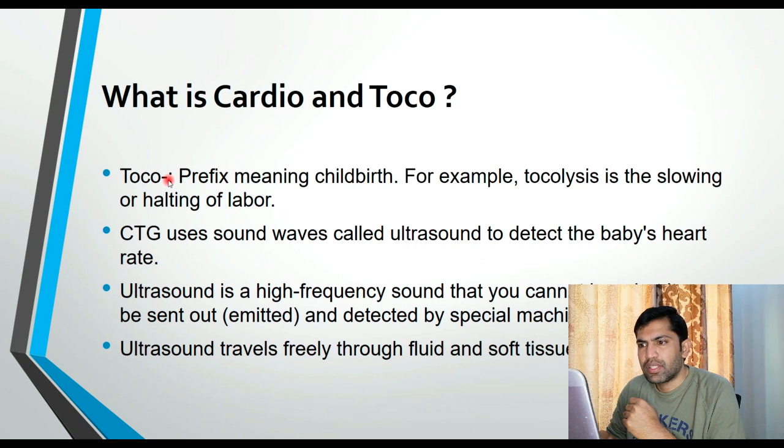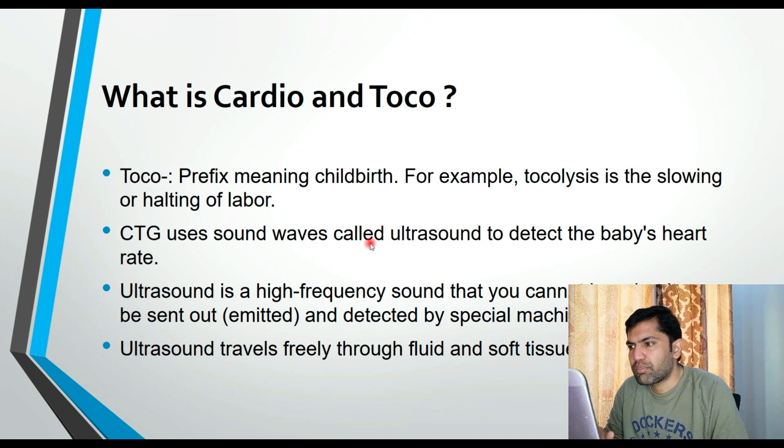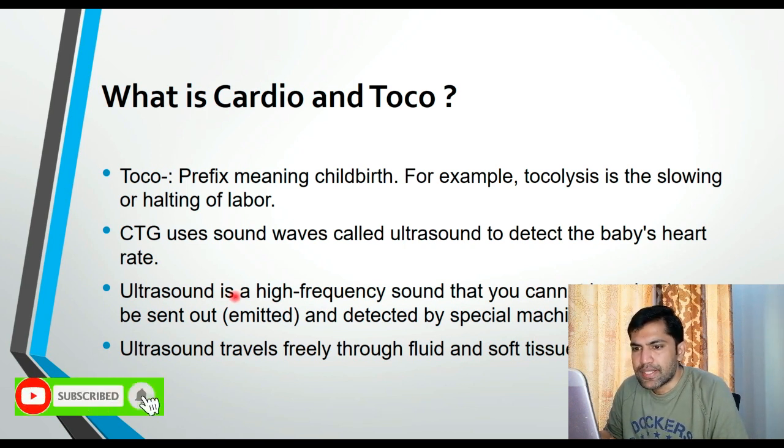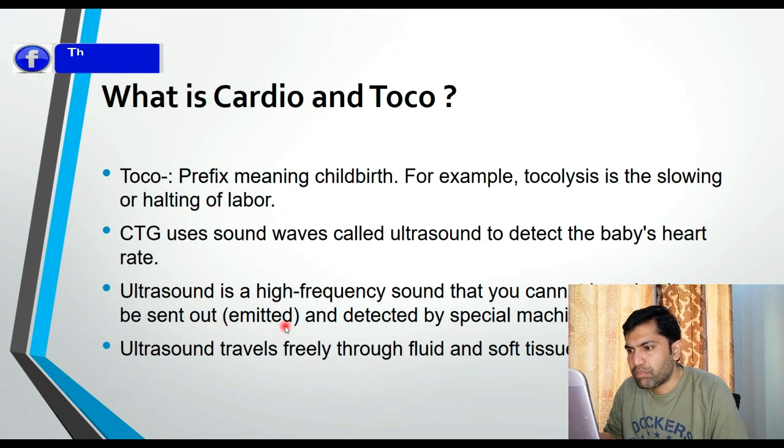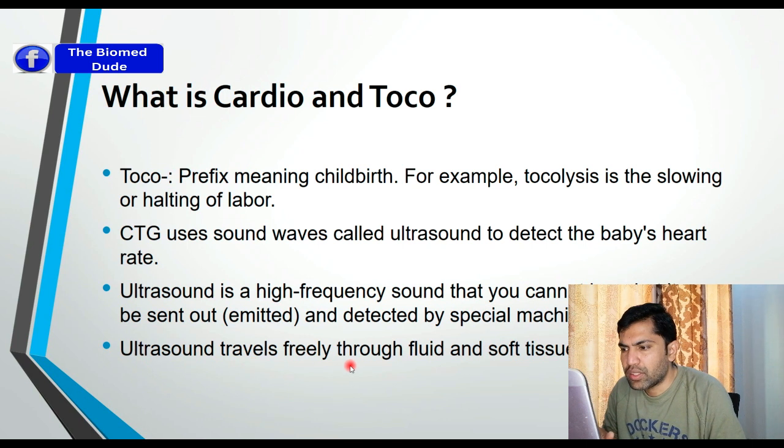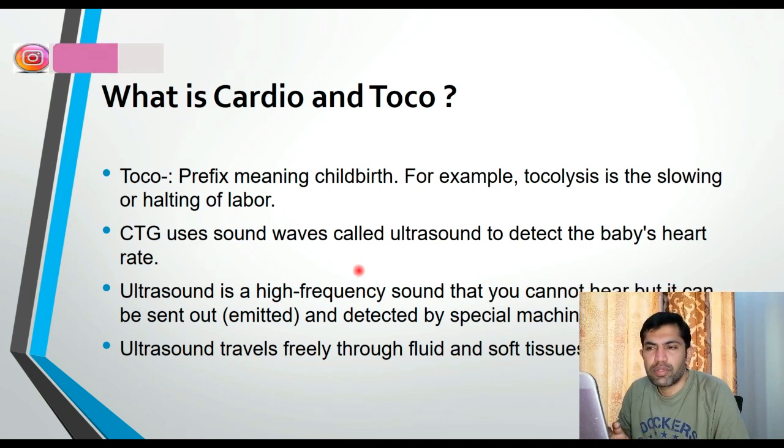The toco prefix means childbirth. For example, tocolysis is the halting of labor. CTG uses sound waves called ultrasound to detect the baby's heart rate. Ultrasound is a high frequency sound that you cannot hear, but it can be sent out and detected by a special machine. Ultrasound travels freely through fluid and soft tissues. So these are the differences between cardio and toco transducers.